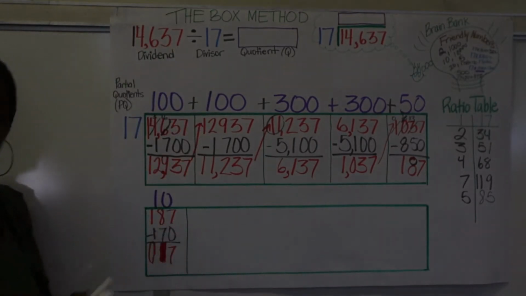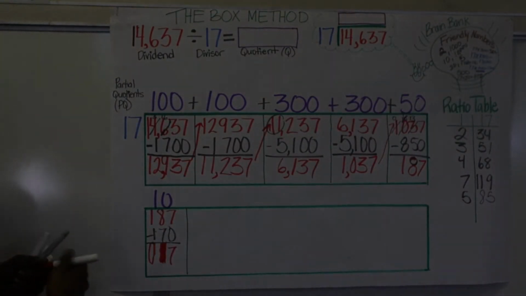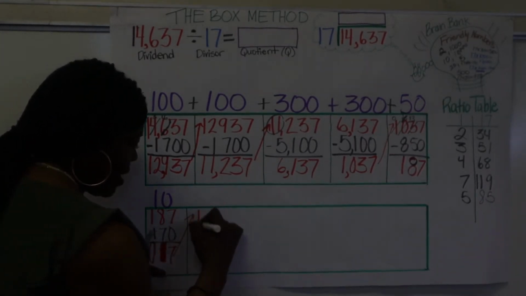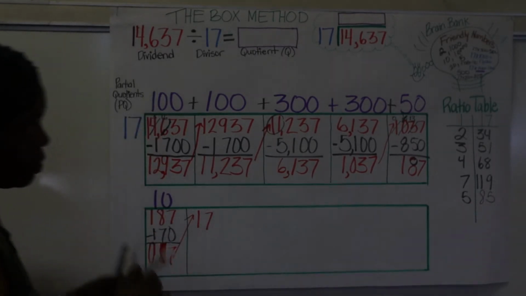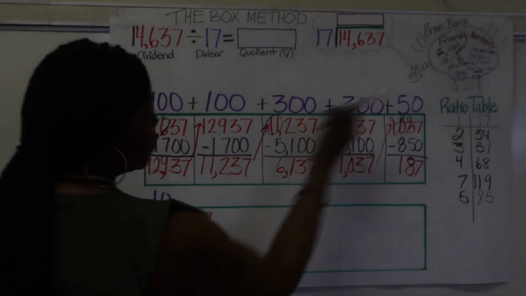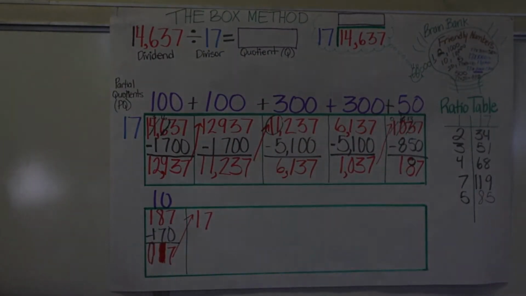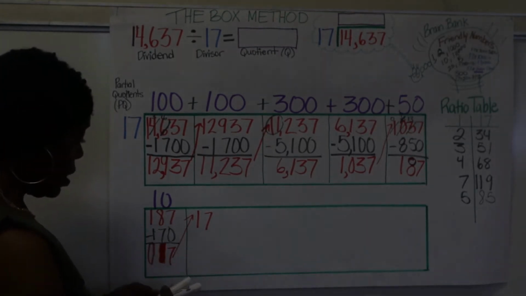Times 1. But before I do that, I have to shift my new dividend into the other box, and that becomes 17. And you guys said that we were going to use our friendly number 1. We forgot to put friendly number 1 up in here. 1 is always a friendly number, right? That's our best friend.